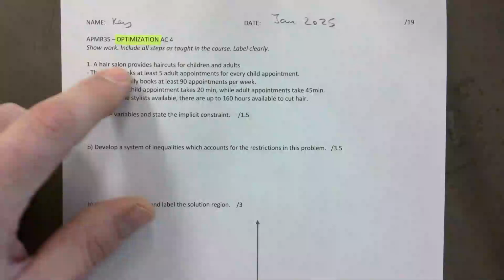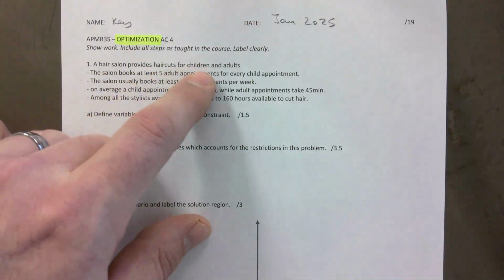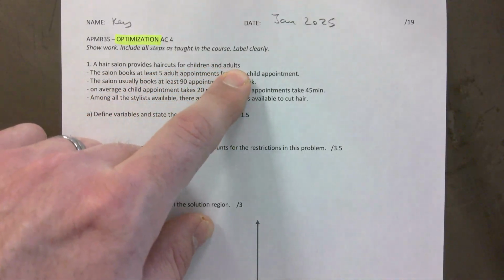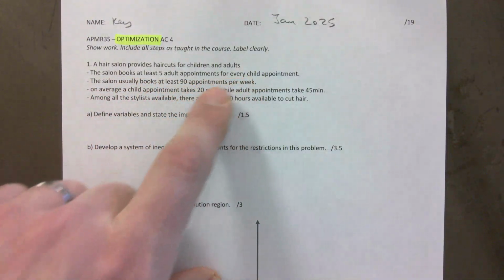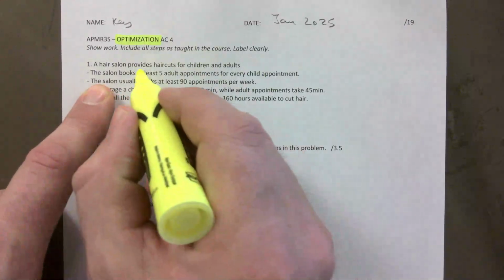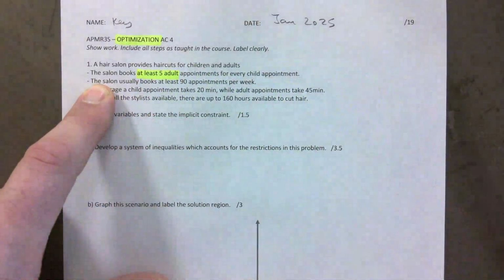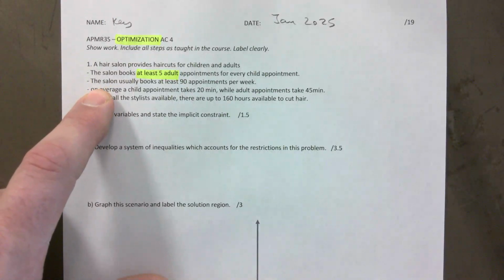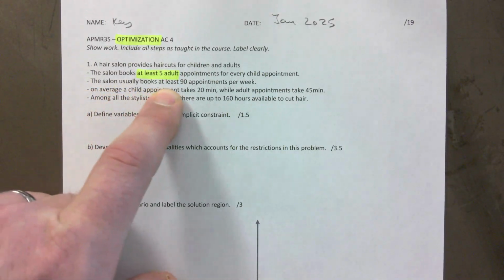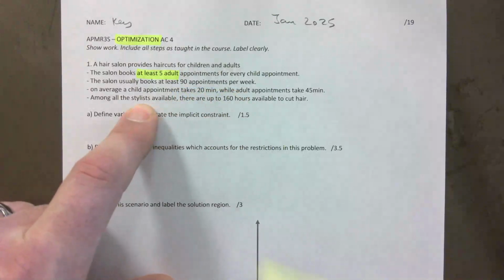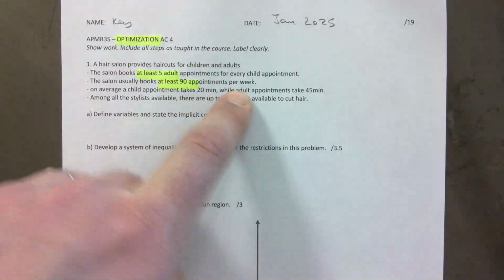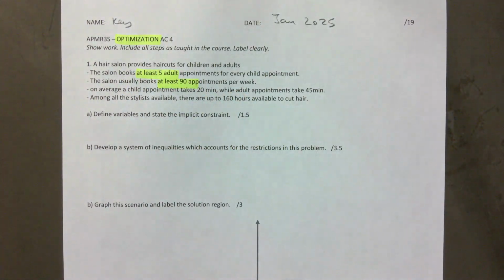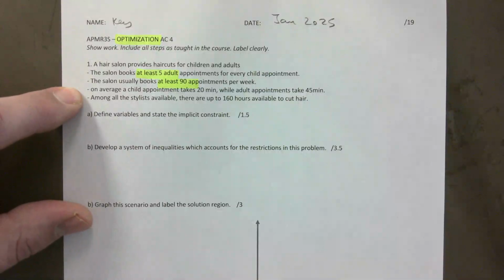So here we have that a hair salon provides haircuts for children and adults. Okay, the salon books at least 5 adult appointments for every child appointment. There's the word at least. Okay, that's the hint for there's an inequality there. The salon usually books at least 90 appointments per week. So there it is one more time. It doesn't just specifically talk about adults or children, just 90 together.